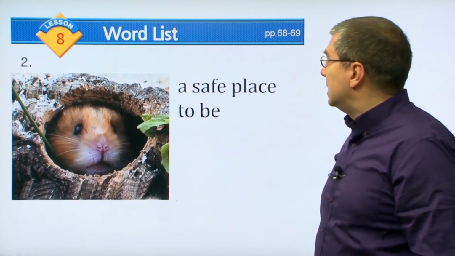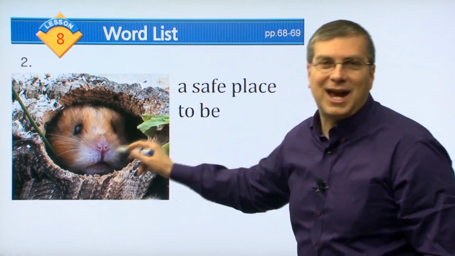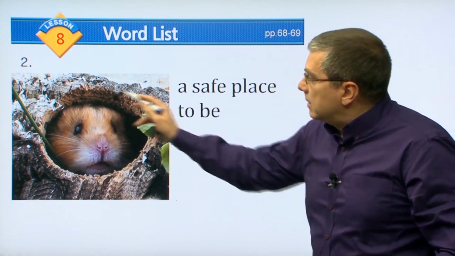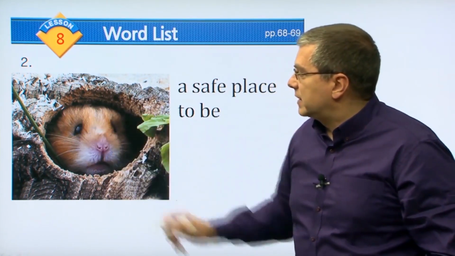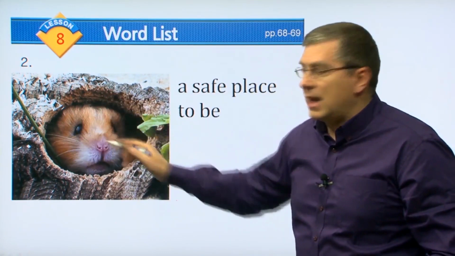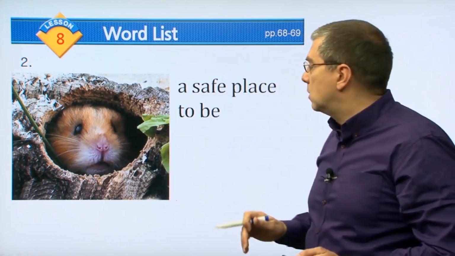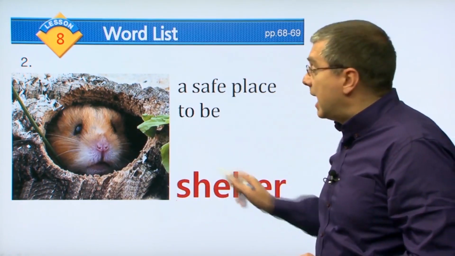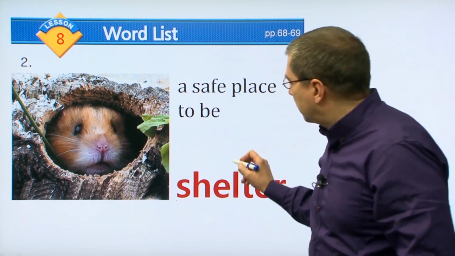What's next? Next we have a safe place to be. Remember this cute guy right here? He's looking out from his home. Well, he, of course, lives in the forest, or she, we're not sure, but they live in the forest, this type of animal, and many types of animals will make what inside a tree, right? They will make a shelter. Shelter. And shelter is the same word, or it's the same meaning, really, for many animals.